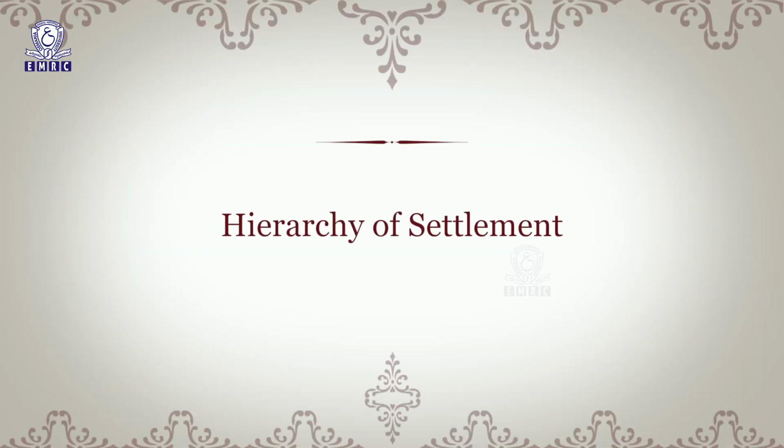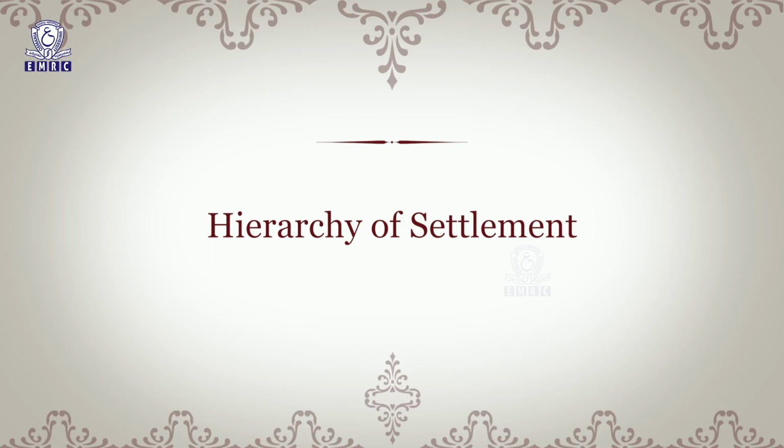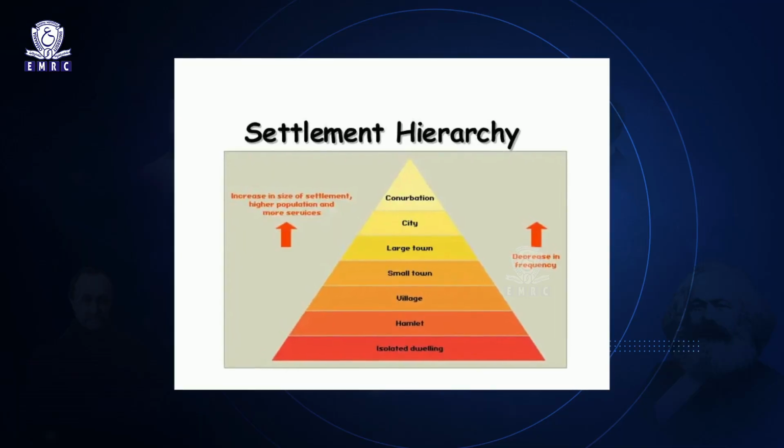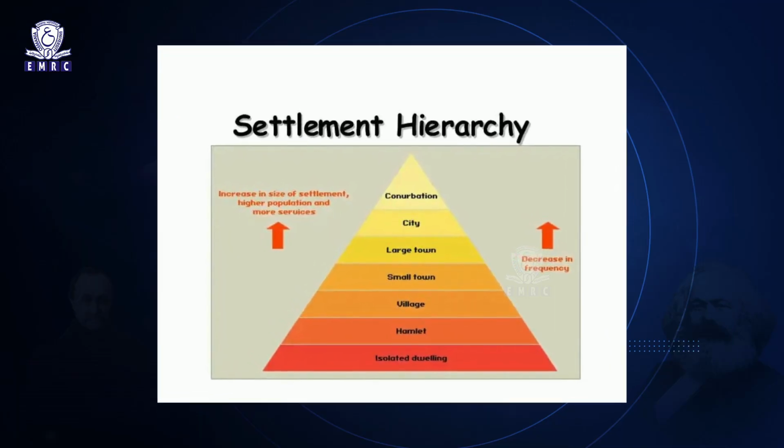Now, we will try to understand what is the hierarchy of settlement. Within the central place system, there are 5 sizes of communities. A hamlet is the smallest and is a rural community, which is too small to be considered a village.